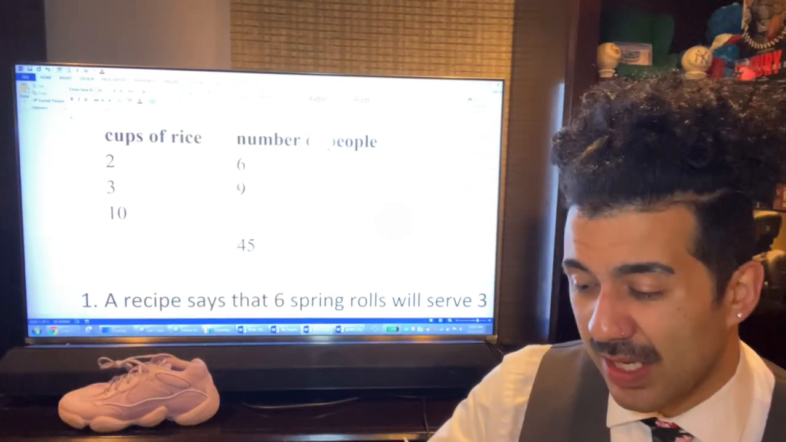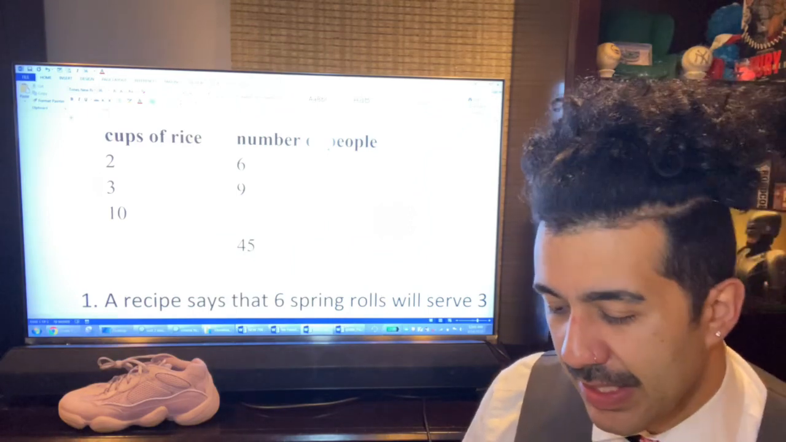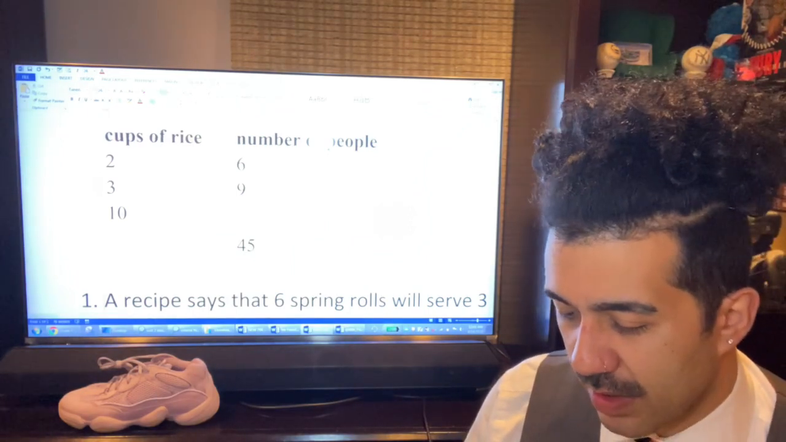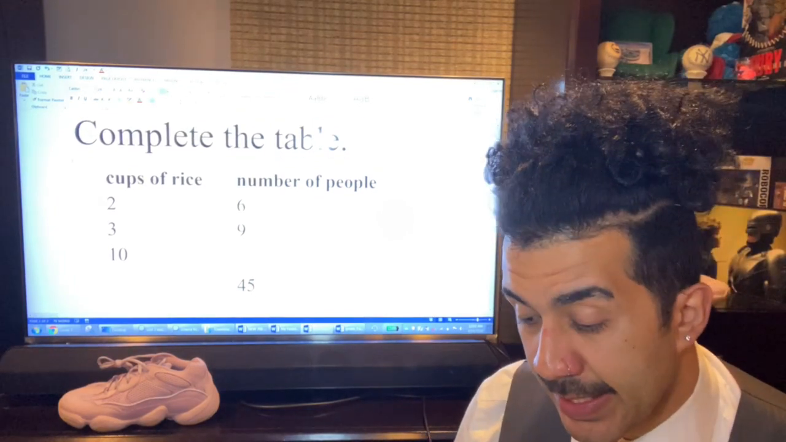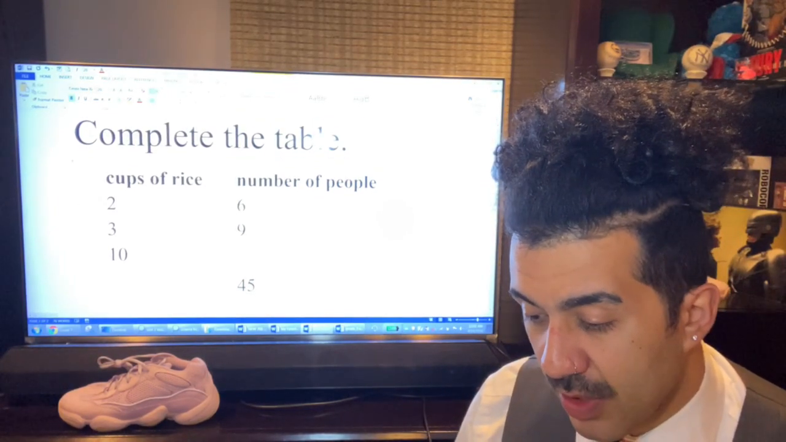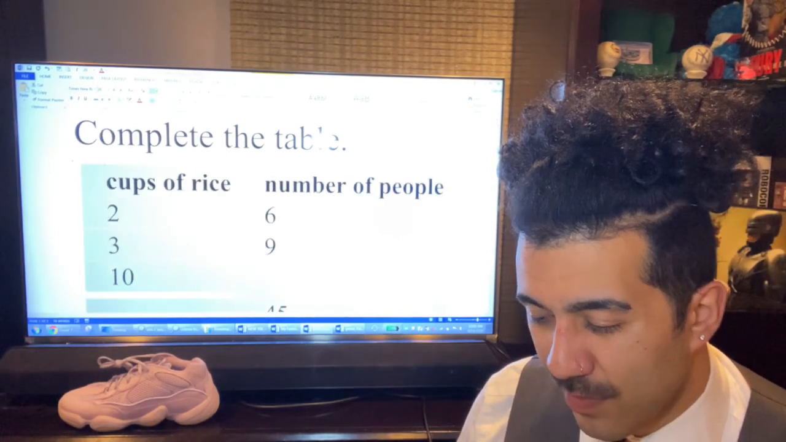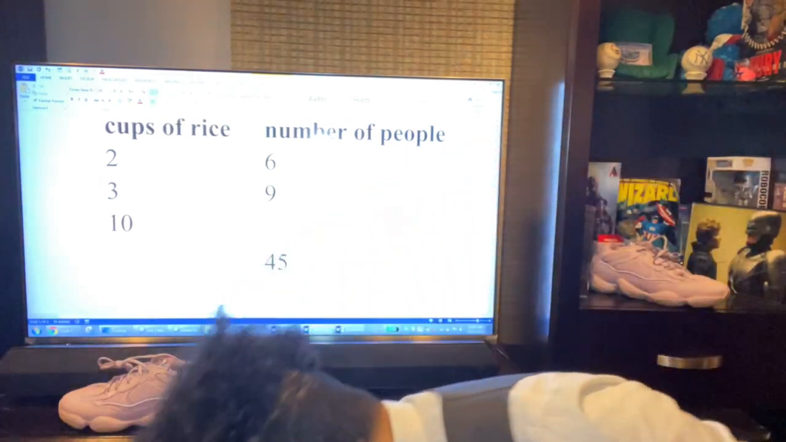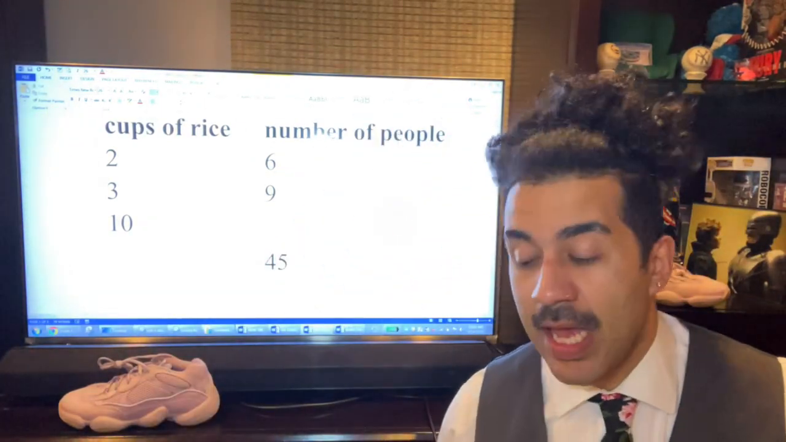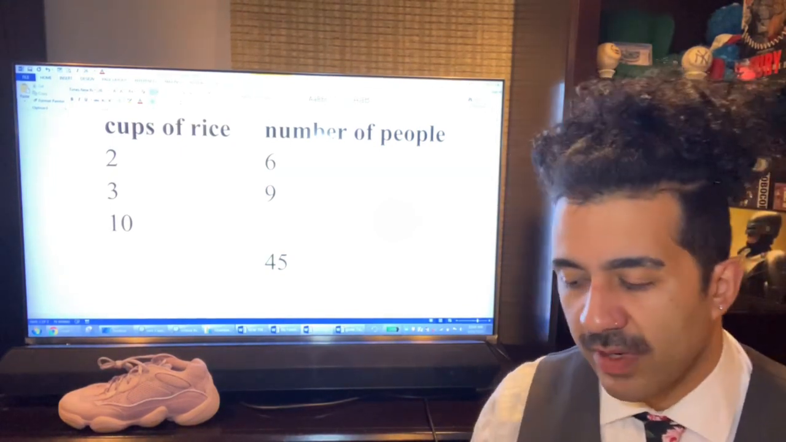If I ask you to look and see if you identify any patterns, let me get this question out of the way. Now let me make this bigger so you can see it. Initially you could probably see the pattern. It says 2 cups of rice feeds 6 people, 3 cups of rice feeds 9 people.